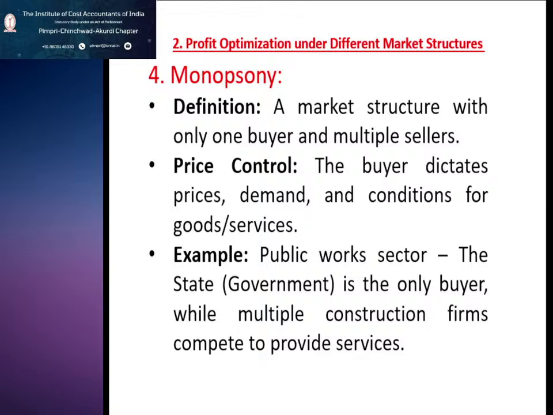Then we saw monopsony, which is a market structure with one buyer and multiple sellers. The buyer dictates prices, demand and conditions for goods and services. Typically, the classic example is that the state government is the only buyer while multiple construction firms compete to provide services. We saw the public works sector, meaning the infrastructure sector.